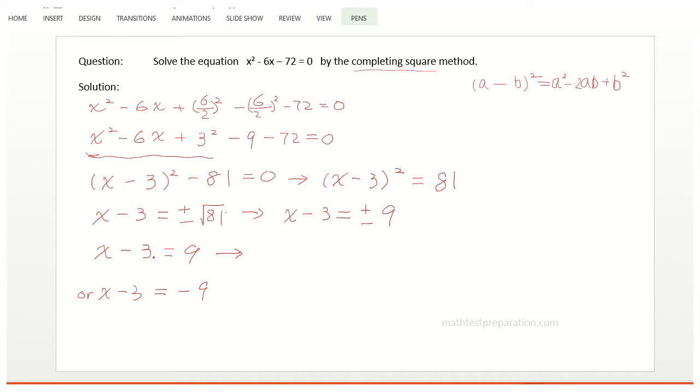If x - 3 = 9, x equals 3 plus 9, which is 12. If x - 3 = -9, then x equals negative 9 plus positive 3, which is negative 6.